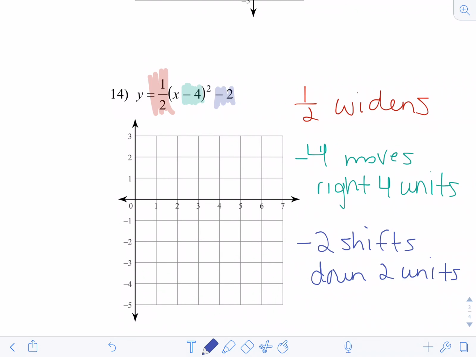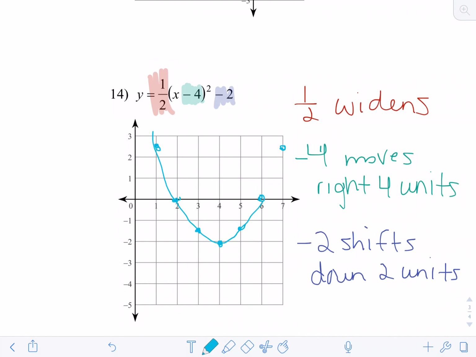And when I look at my table to plot this, let me see what number I can start with. So I have 0, 6, I can't plot. I have 1, 2.5, I can plot that. 2, 0, I can plot. 3, negative 1.5, I can plot. 4, negative 2, I can plot. 5, negative 1.5, I can plot. 6, 0, I can plot. 7, 2.5, I can plot. And that's all the x values that I can plot.